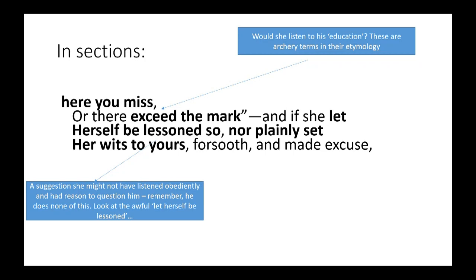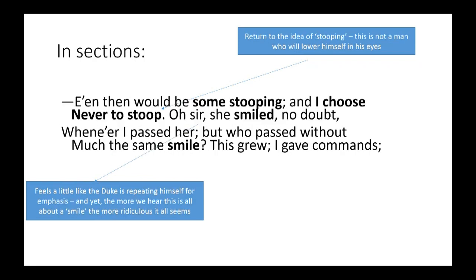If she let herself be lessoned so, nor plainly set her wits to yours. Look at that. She might have been a good listener and accepted what he had to say, or she might have set her wits to him. Does that imply that there's more to her than meets the eye, that she possibly would have fought back and made excuse? Even then would be some stooping, and I choose never to stoop. So we return to this idea of stooping. This is not a man who will lower himself. This is not a man who will stoop to her perceived level. So she doesn't have that conversation with him. It's not granted to her. It's just this ball of rage in the Duke, and it ends badly.